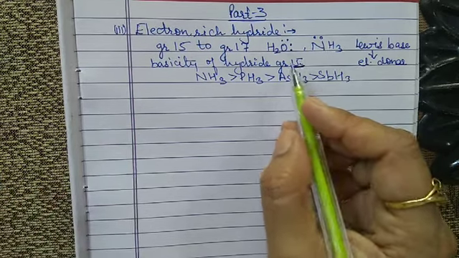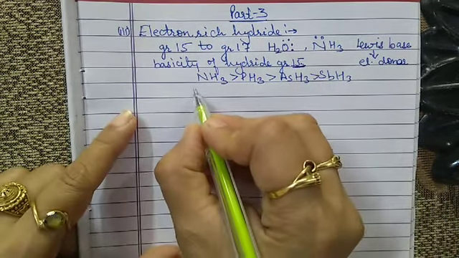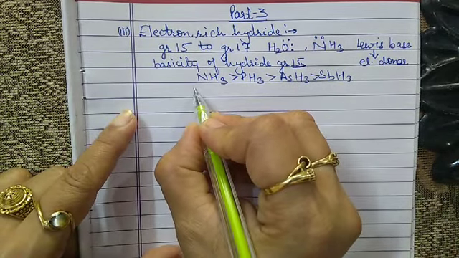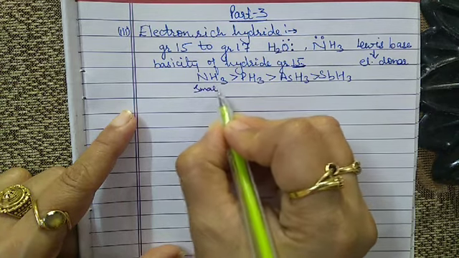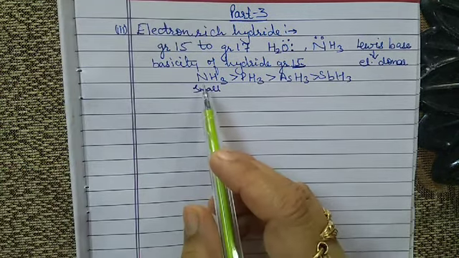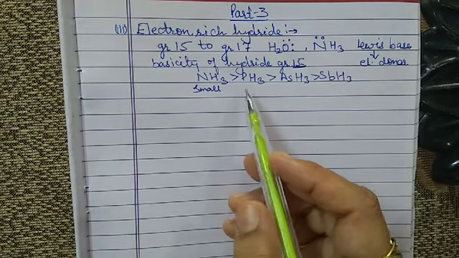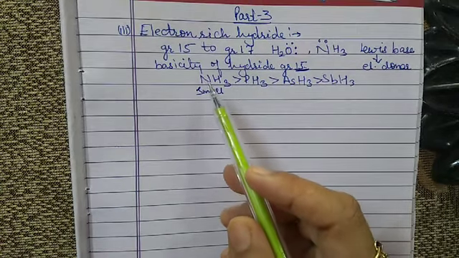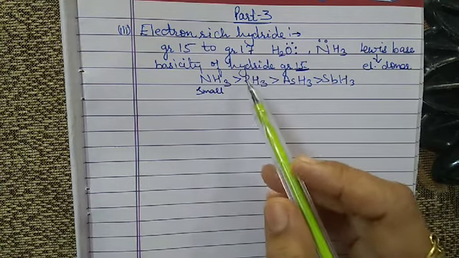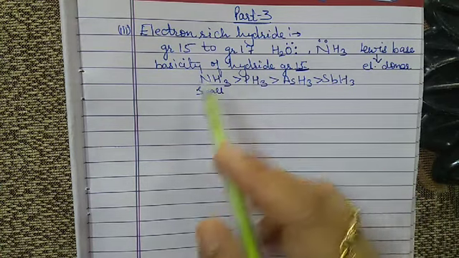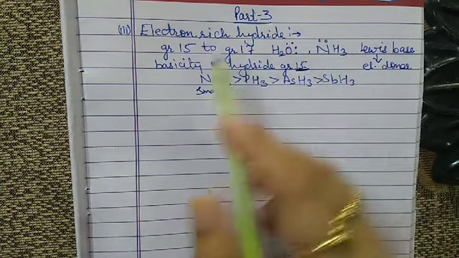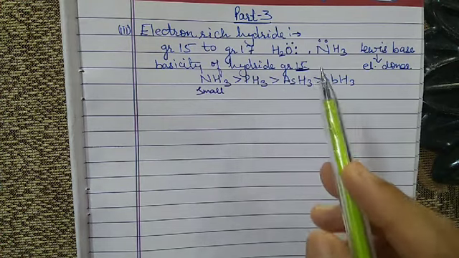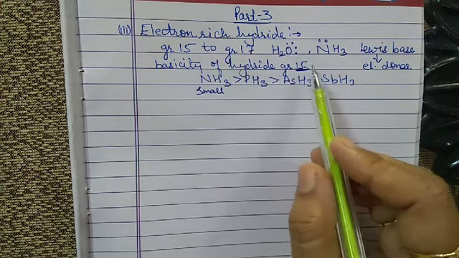So why does NH3 come first? Because the size of nitrogen is small in comparison to phosphorus, since the atomic number of nitrogen is 7 and the atomic number of phosphorus is 15. So this is the order of basicity of the hydrides of group 15.